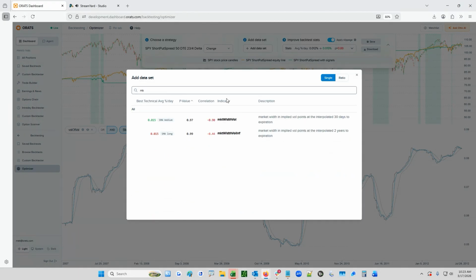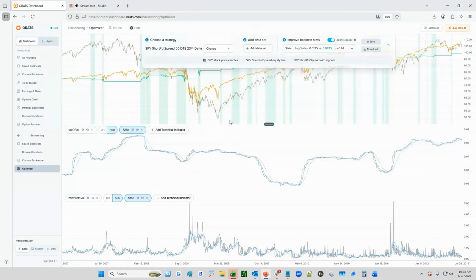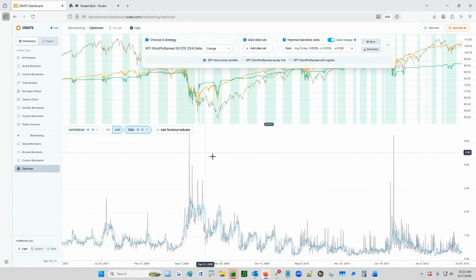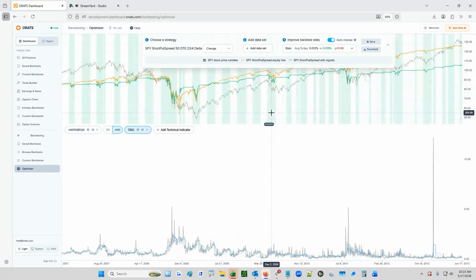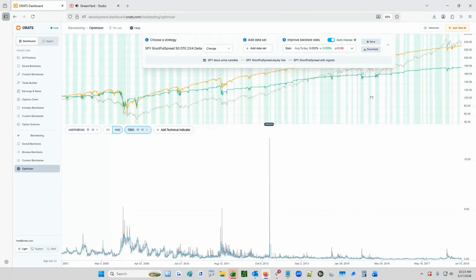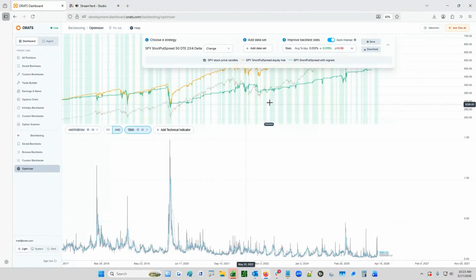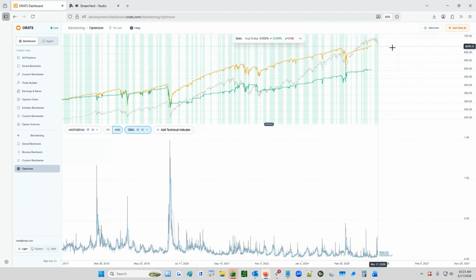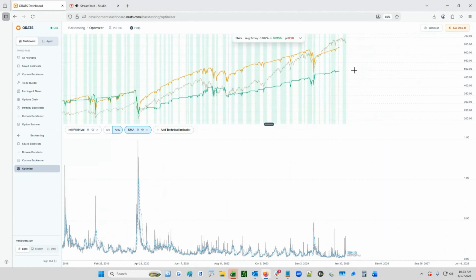So market with vol. Oh, I need to take this off. All right, so now we have the market with vol. So let's go back and take a look at how it did. First of all, let's just talk about what market width and vol is, and what it shows is how wide the market is.